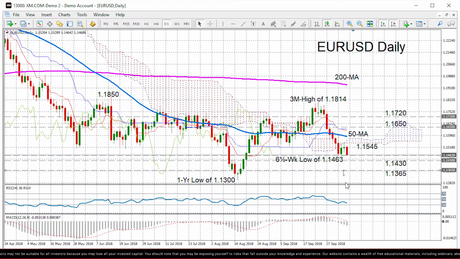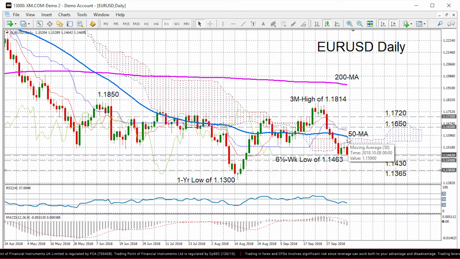However, if we were to see an upside correction, especially given that RSI is close to oversold levels, any upside push would see euro dollar meeting resistance at the bottom of the Ichimoku cloud. That's around 1.1545. A break above that level would help erase the negative momentum for the pair. It would also help it meet the 50-day moving average.